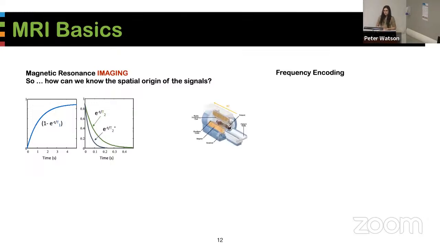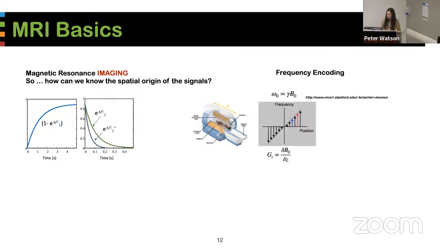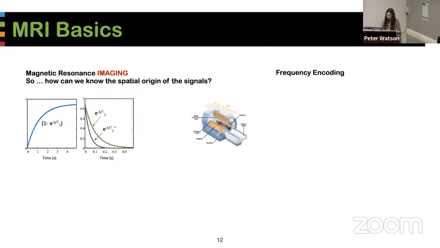So I'm going to explain how frequency encoding works in one dimension. The first thing that we need is to use the gradient coils that I talked about earlier. Those are these coils over here. We're going to turn them on and create spatially varying magnetic fields. For the example in one dimension, imagine we create a linearly varying magnetic field along the z-axis.